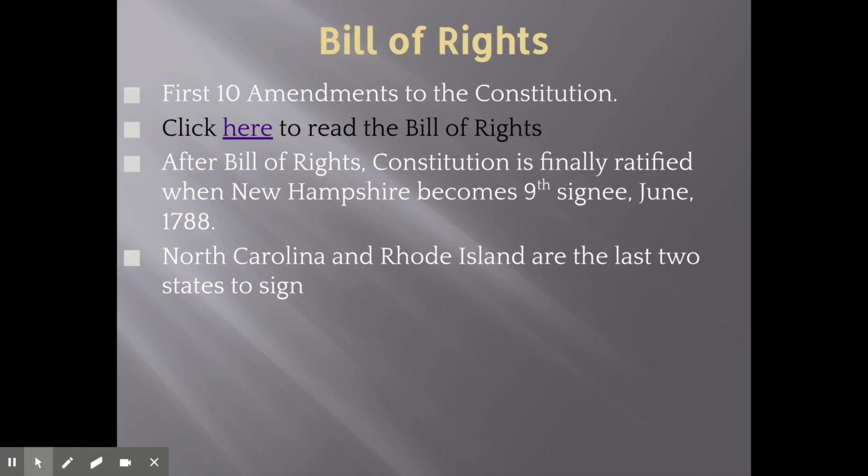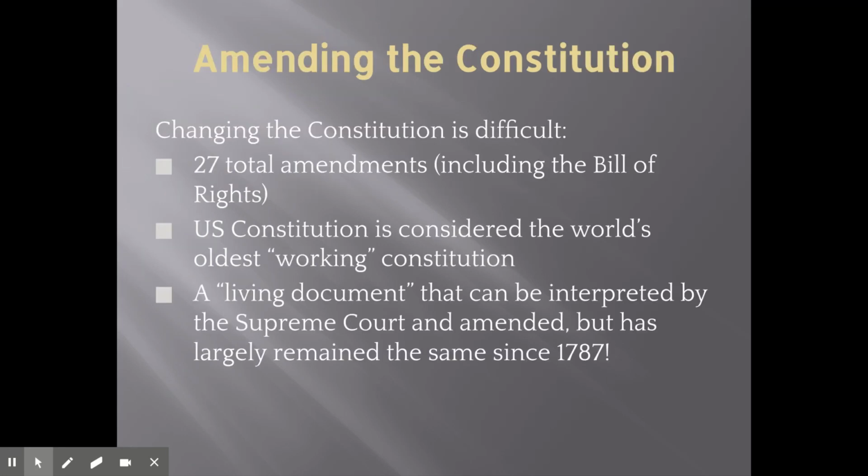So after the Bill of Rights, the Constitution is finally ratified whenever they have their 9th signee. And so North Carolina and Rhode Island are the last 2 states to sign. And like discussed in the last video, Rhode Island had issues with the Constitution because they felt that the states were not given enough power and that they didn't explicitly protect freedom of religion, which was one of the key tenets with the founding of the Rhode Island colony. But eventually they do sign, and all is well.